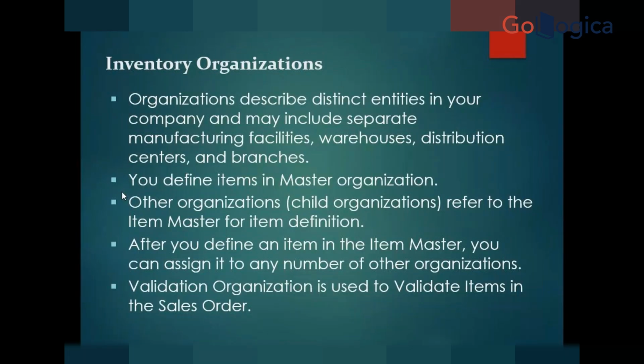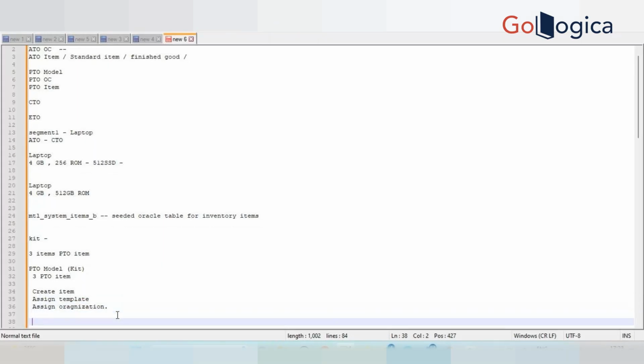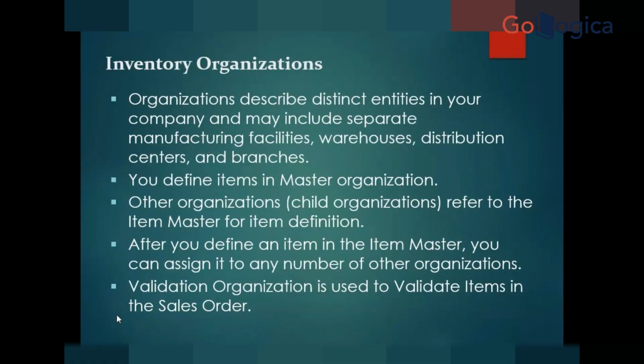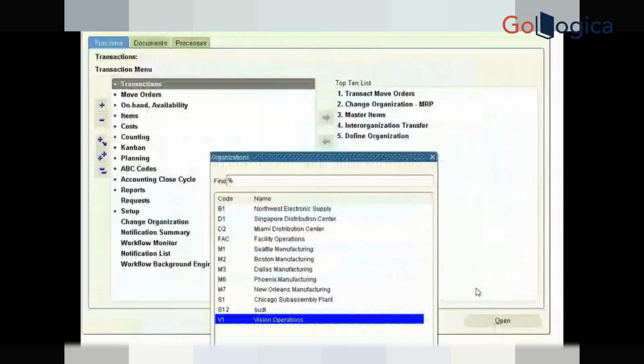When it comes to inventory organizations, as you might already know, we first create an item under the master org, which acts as a virtual org. Then we assign it to different organizations for transaction. The validation org refers to your sales org via the order management parameters. Suppose we have master org M1 acting as your validation org, and the transacting orgs will be different ones like B1, D1, D2, where you can purchase, sell, and maintain items. So this is the org's perspective.